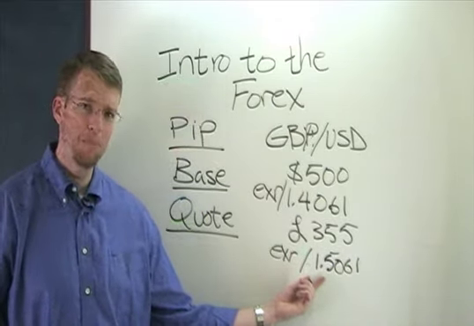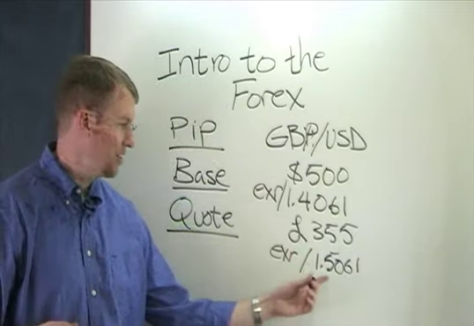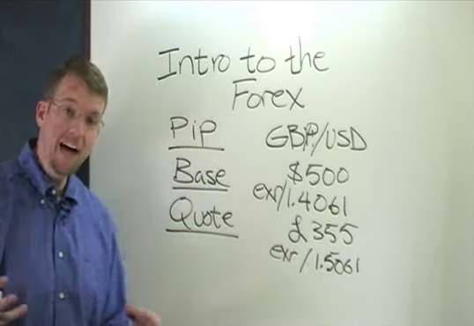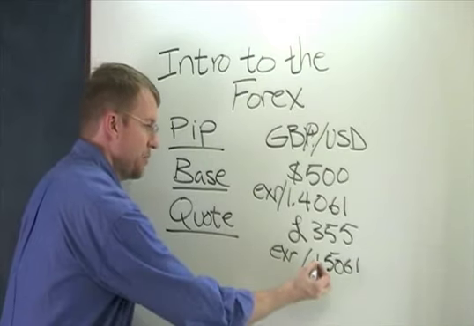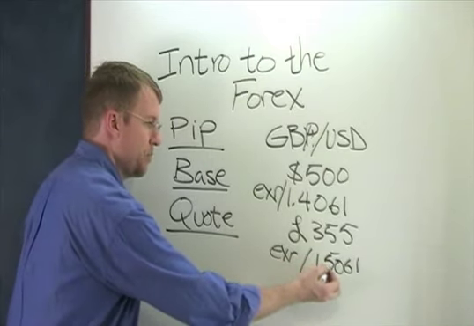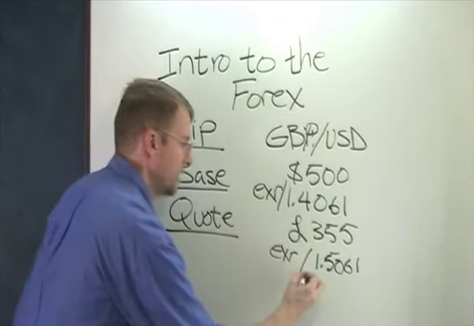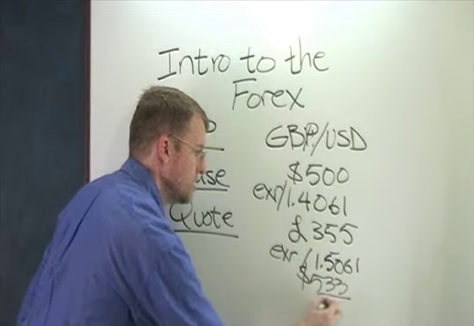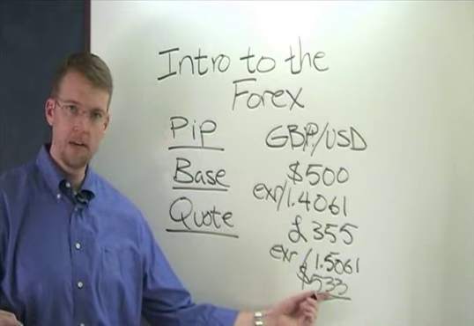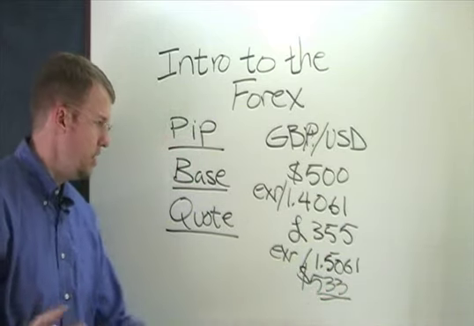So it's actually changed quite a bit. It's $1.50 per pound. Sounds bad, right? I mean, the dollar's gotten weaker. But in fact, actually, this has turned out pretty good. Because now, if the exchange rate, we've been holding pounds, and if the exchange rate is 1.5061, we're going to get back $533. So we just profited $33 on our vacation.